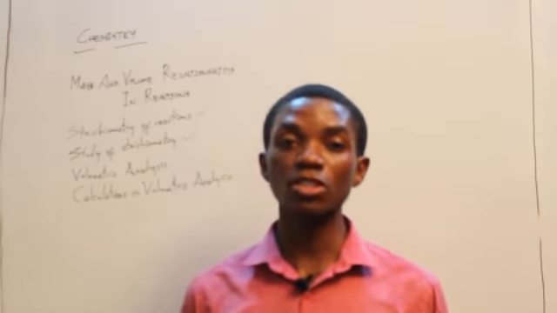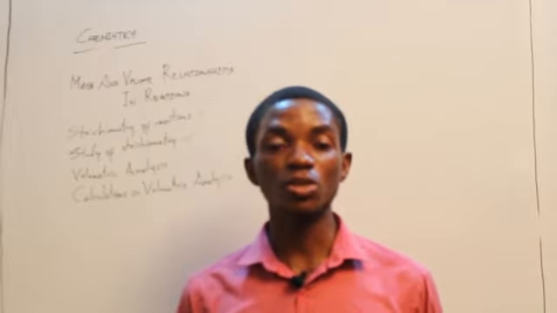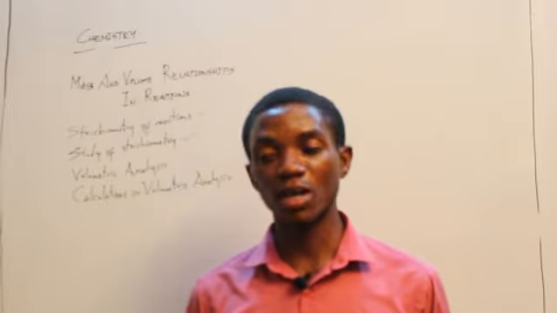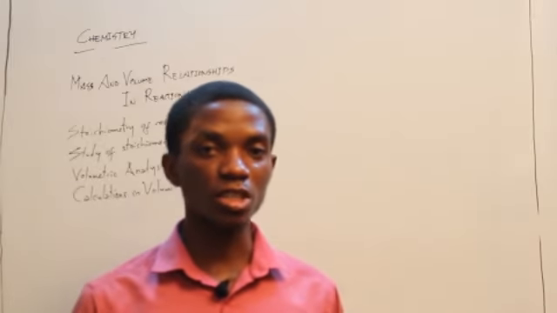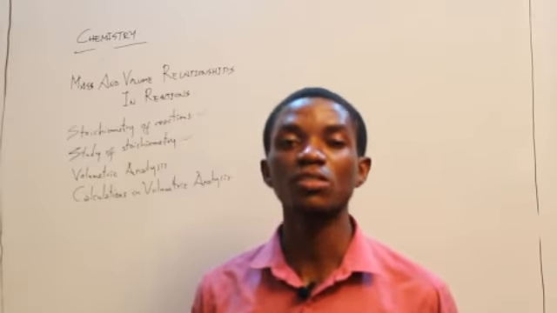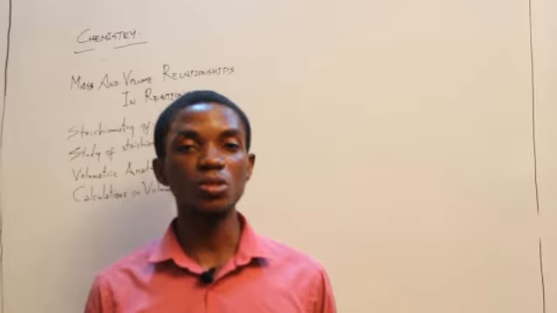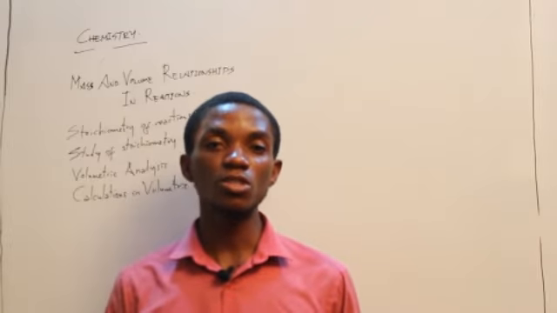There are a couple of terminologies we should get familiar with so long as we are working with volumetric analysis. One of such terminologies is the concentration of a thing. About now, you'll see the definition for concentration on your screen. Concentration of a thing is the amount of a substance, as a solute, in a particular solution.